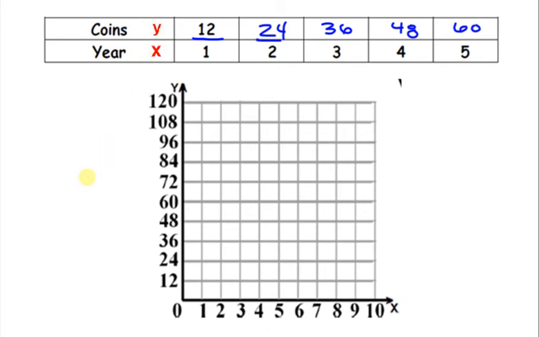So your y-axis is coins, and your x-axis is going to be years, okay? So our x is 1, our y is 12. So I go 1 and then up 12. The next one, the x is 2, the y is 24. The next one is x3, y 36. The next one is x4, y 48. The next one is x5, y 60.